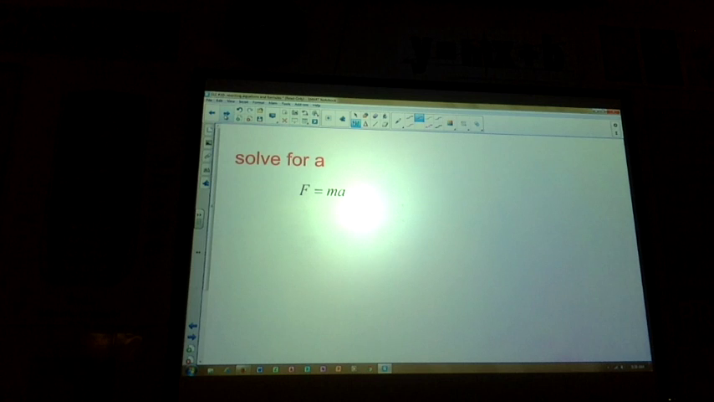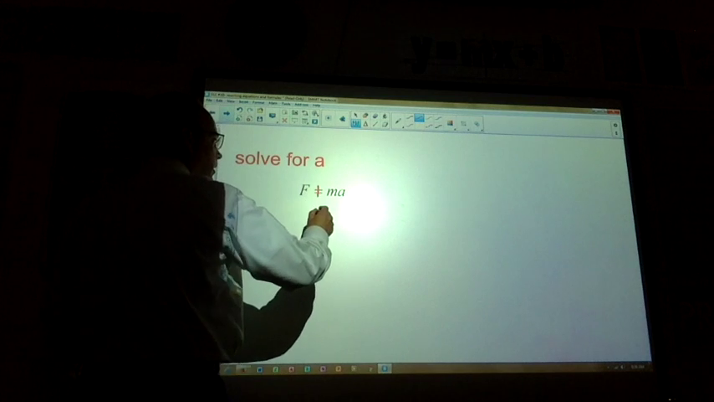Mass times acceleration. How are M and A being held together? Multiplication. What undoes multiplication? Division. If I wanted to get A all by itself, what would I have to do to both sides? Divide each side by M.